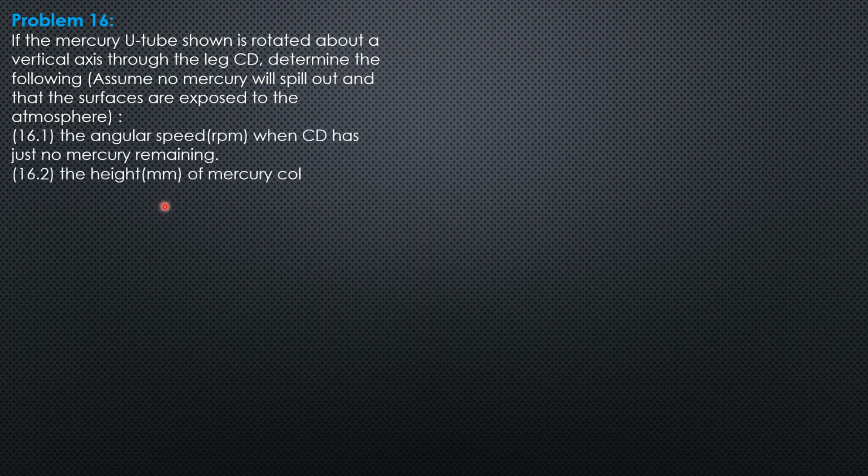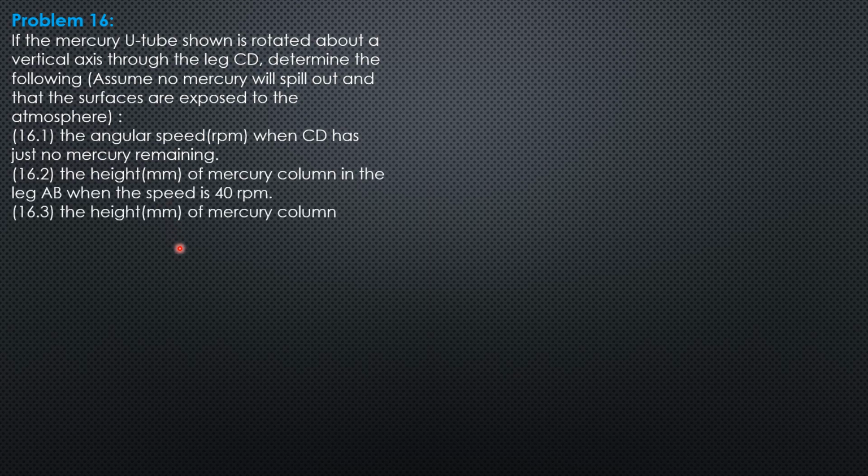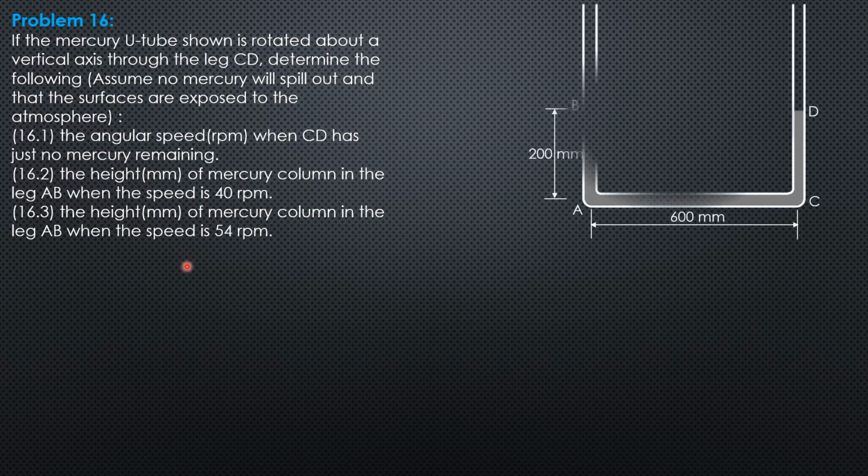First, the angular speed in revolutions per minute when CD has just no mercury remaining. Second, the height in mm of the mercury column in the leg AB when the speed is 40 rpm. And third, the height in mm of the mercury column in the leg AB when the speed is 54 rpm. So this is the situation.